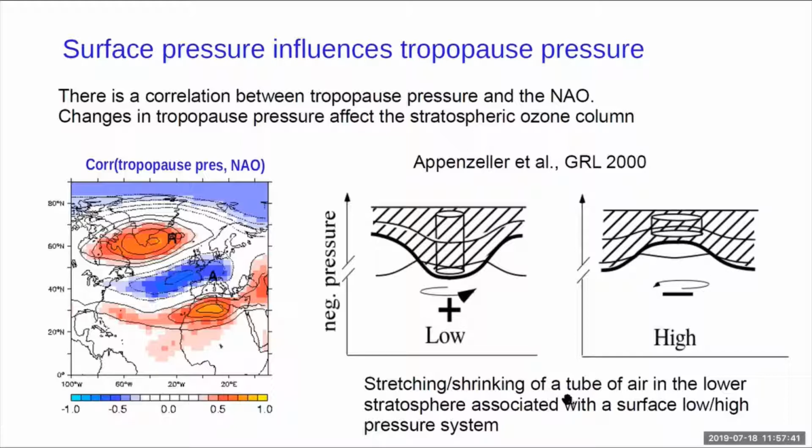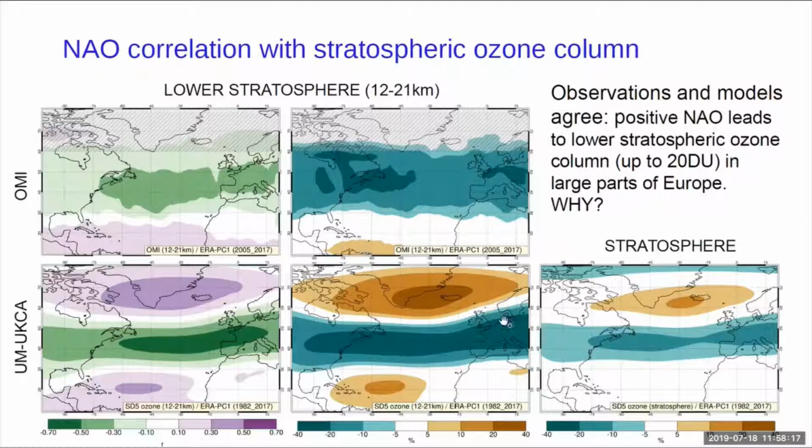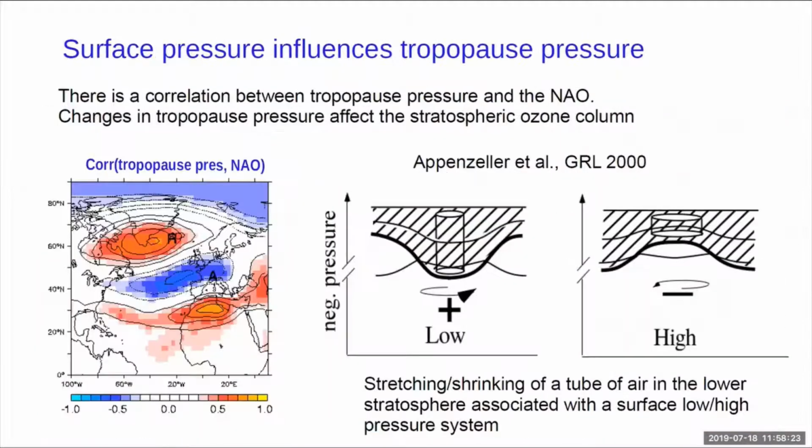So this also has an impact, not just on the tropopause pressure, but also on the stratospheric ozone. So if your tropopause goes down, you've got a larger stratospheric column, so you get a local maximum in stratospheric ozone. And when your surface pressure is high, you get a shallower stratospheric column, and therefore you have a local minimum in your stratospheric ozone. So we believe this pattern that we see here drives the correlation between the stratospheric ozone and the NAO, and it's in fact quite similar to what we find here with the positive, negative, positive in the models and partly in the observations.